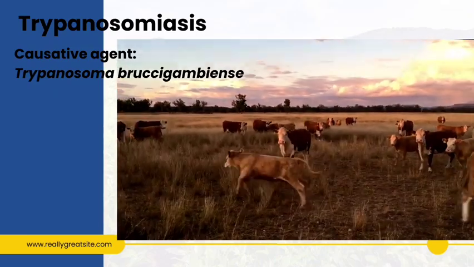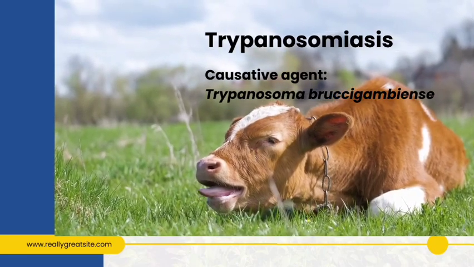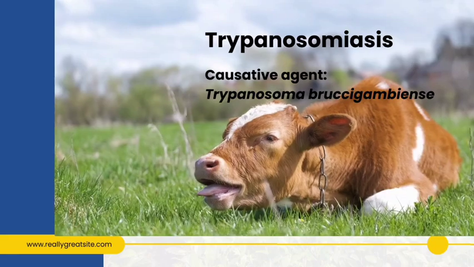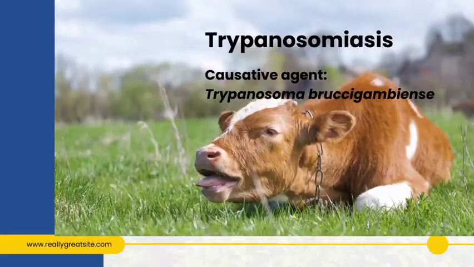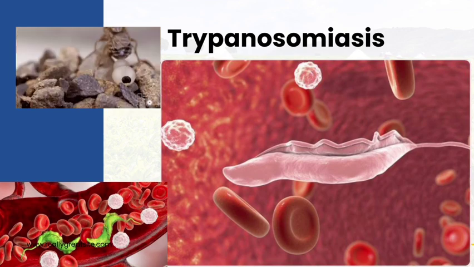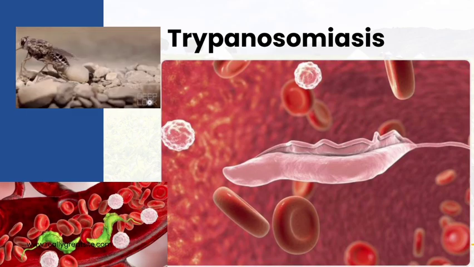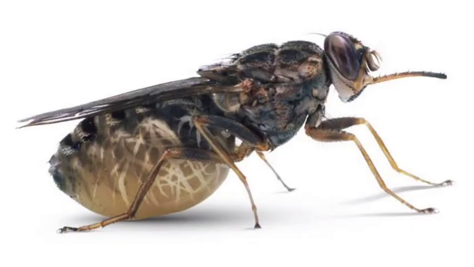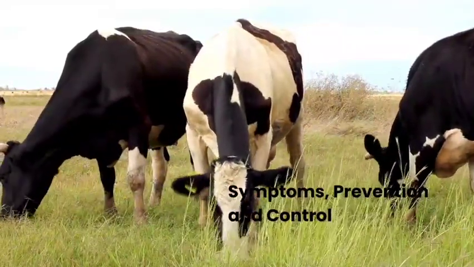Trypanosomiasis is caused by the protozoa Trypanosoma brucei gambiense. It's a protozoal disease. And one of the modes of transmission is through tsetse. The tsetse is the carrier of the protozoa known as Trypanosoma. Now, it infects the cattle by biting. Once it bites the cattle or the animal or humans, the animal will come down with trypanosomiasis.